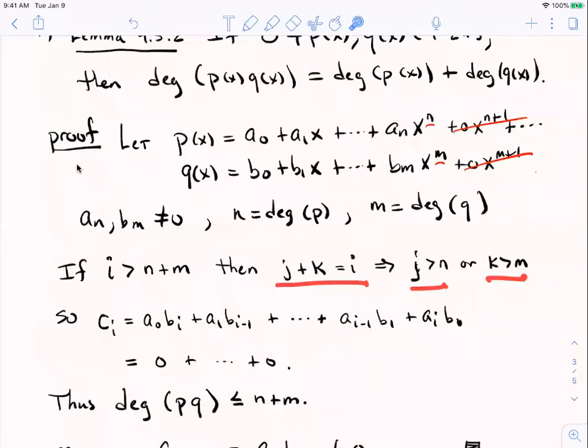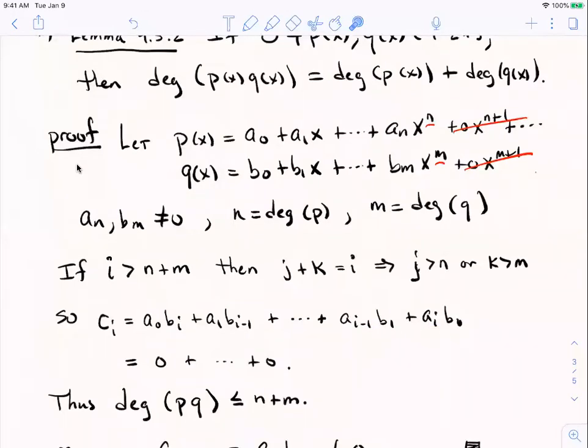By contrapositive, if j is less than or equal to n and k is less than or equal to m, then their sum would be less than or equal to n plus m. So it couldn't equal i. So that's the statement of that. So when we look at the ith coefficient, remember these subscripts always add up to i, right? i minus 1 plus 1.